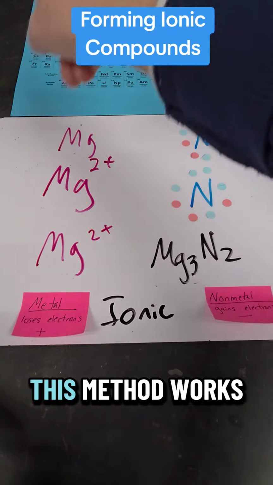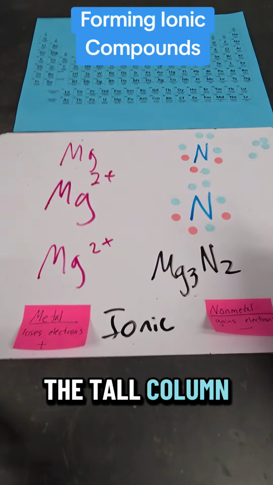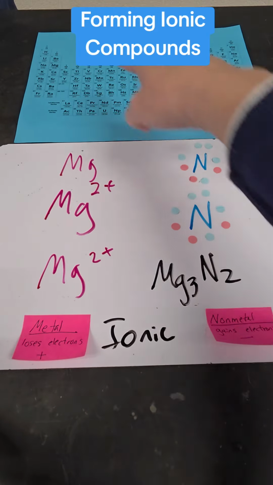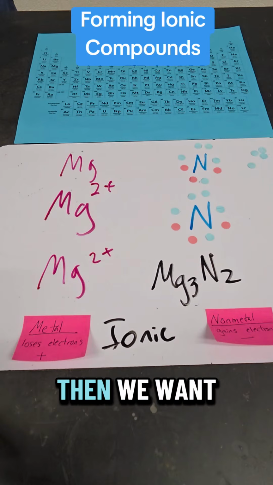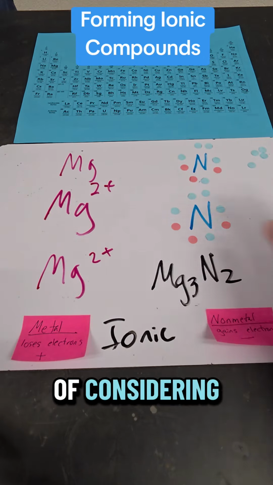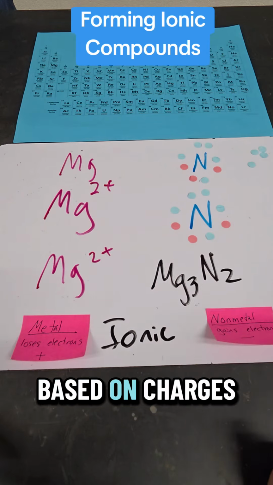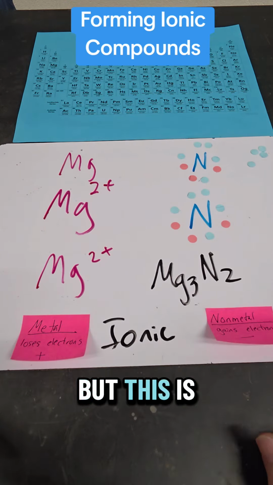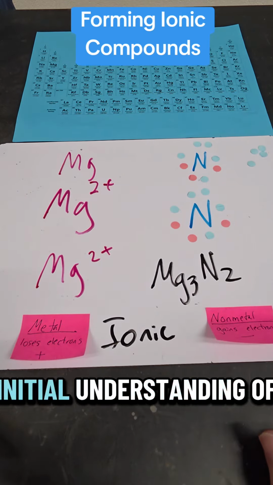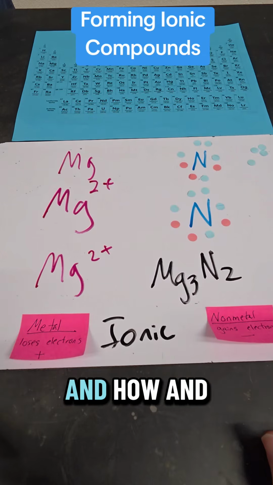One more note, this method works really well with the tall column cations and anions. If you're going to think about transition metals, then we want to look at a different way of considering how we're going to form these compounds, and you want to just consider them based on charges and forming neutral compounds. But this is a great way to get your initial understanding of ionic compounds and how and why they form.